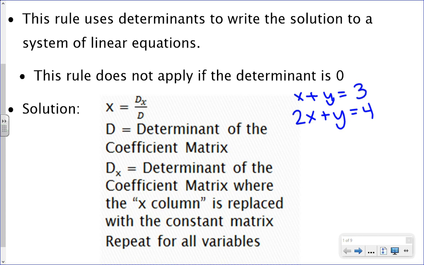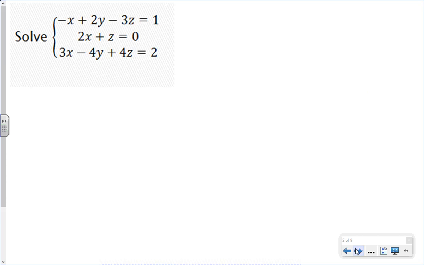We are going to practice this with a 3-variable system so that you can see the pattern. I'll use different color pens so you can see what is changing where. But essentially, for our numerator, that matrix, you're going to replace whichever column you're solving for with the constants. So go ahead and write down this system so that we can talk about what everything is.